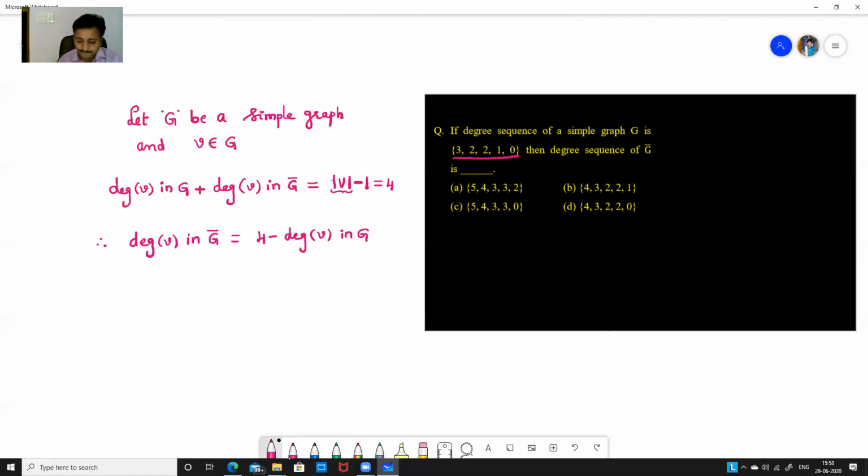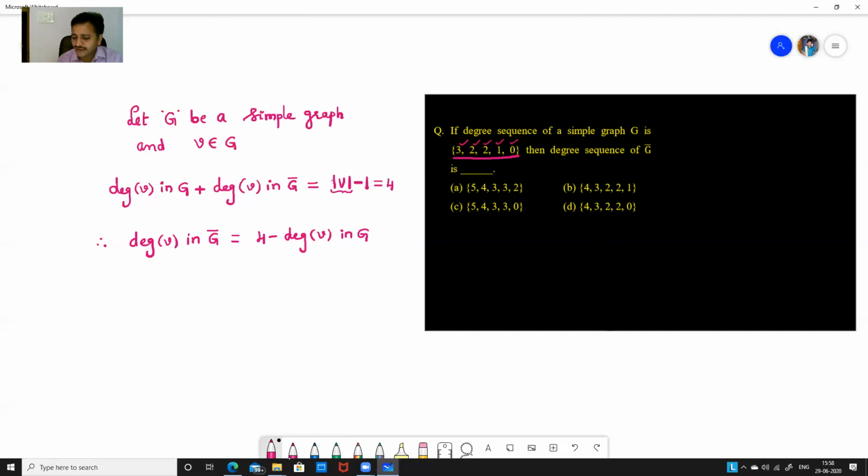Repeating this step once again. Degree of V in G plus degree of V in G bar must be equal to the cardinality of V minus 1. But cardinality of V means the total number of vertices. How many vertices did they provide here? 5 vertices. Therefore, 5 minus 1 equals 4. Please observe, there are 5 vertices.